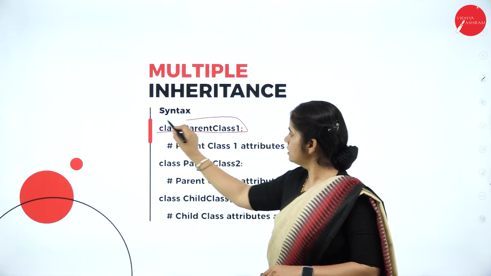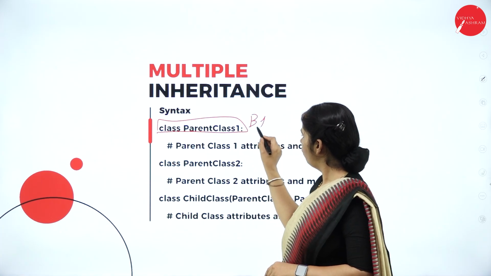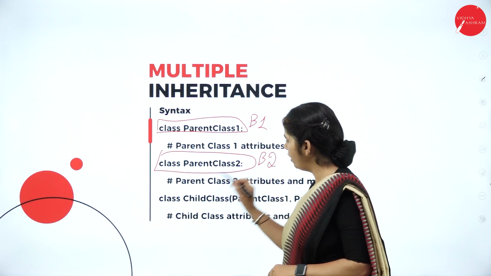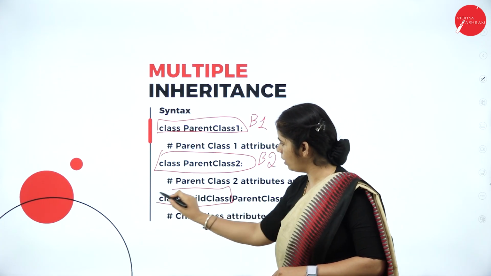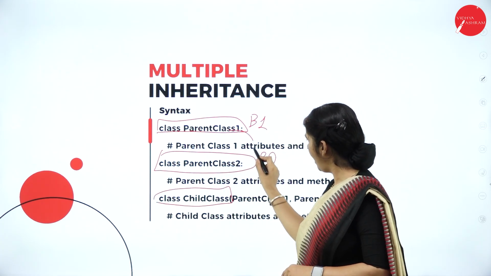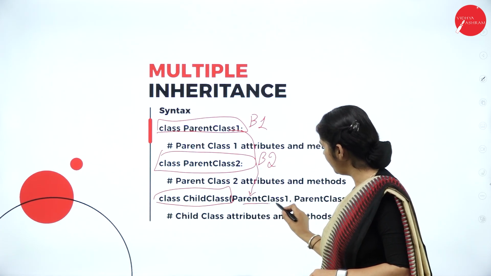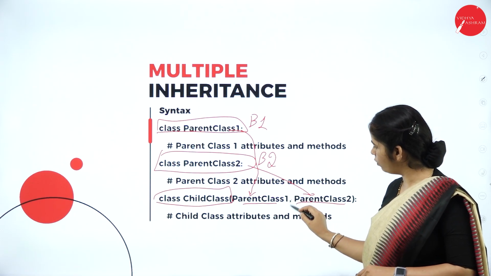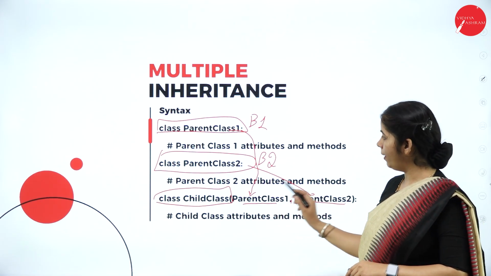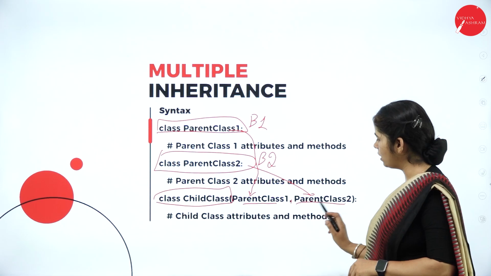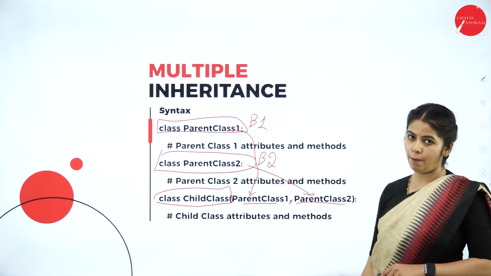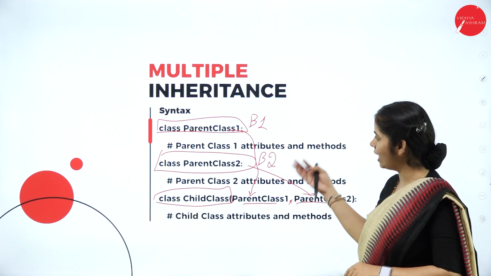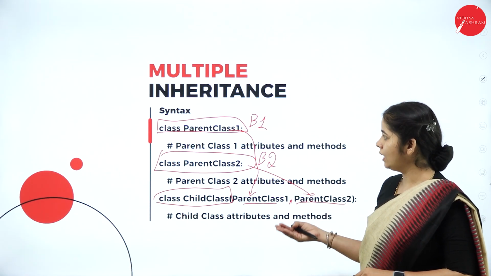We have a base class 1, we have a base class 2. Here, when we are defining the child class, we have to inherit base class 1 property and also we have to inherit base class 2 property. So they have to be separated, however many parents there are. Each parent will be separated by a comma and it has to be represented within the braces. This is the syntax of creating multiple inheritance.